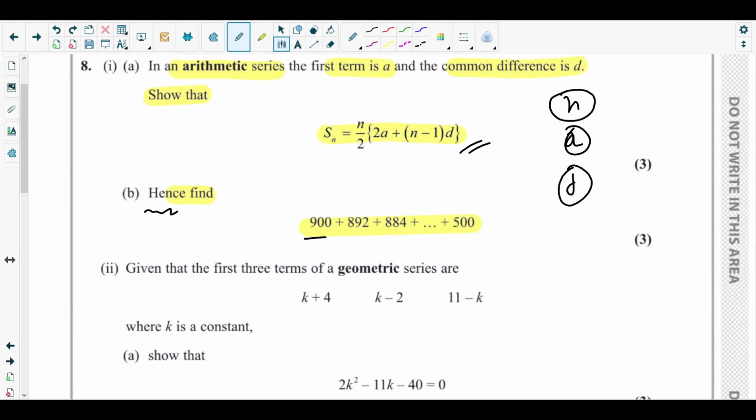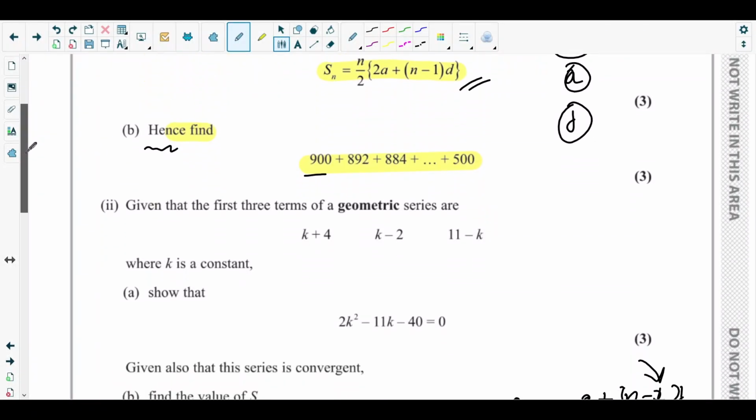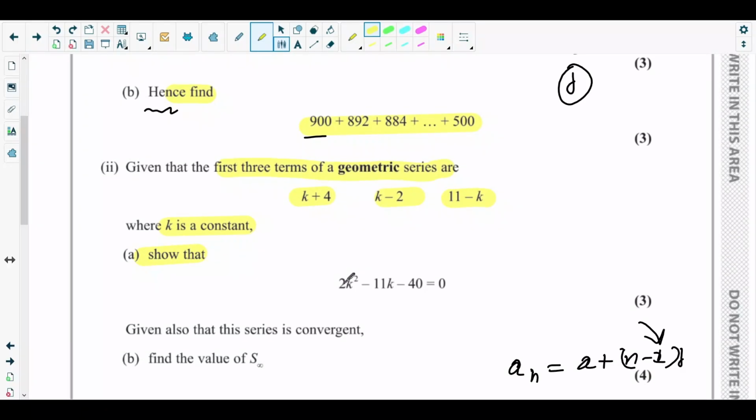Okay, next is part 2. In part 2, the question says, given that the first 3 terms of a geometric series are k plus 4, k minus 2, 11 minus k, where k is a constant. Part a is asking to show that 2k squared minus 11k minus 40 equals 0.